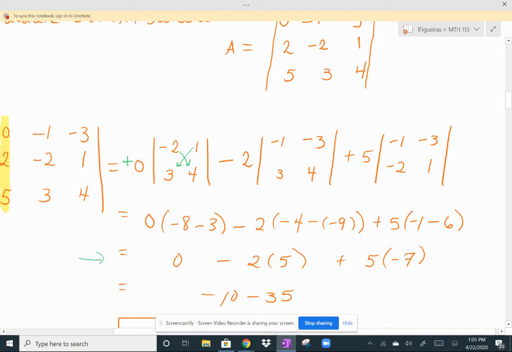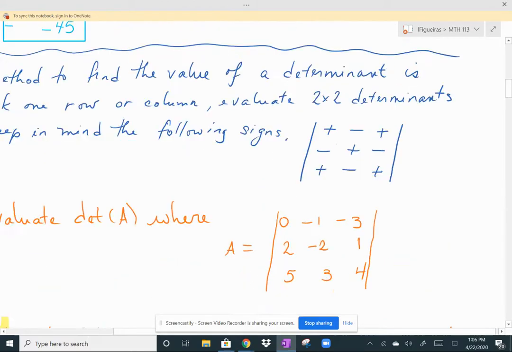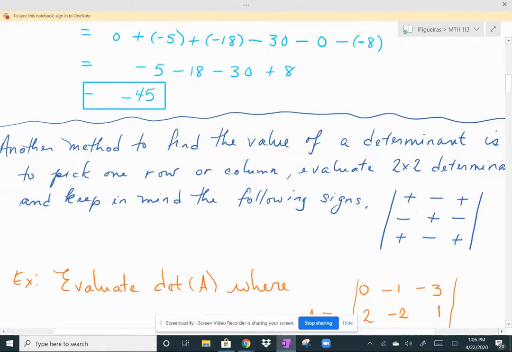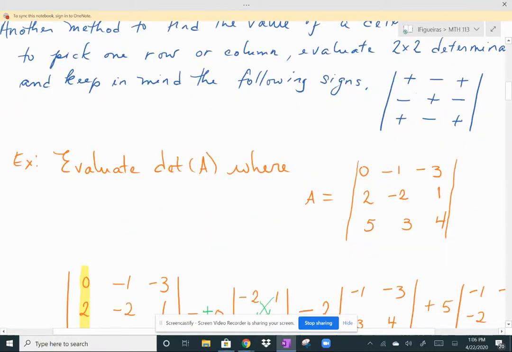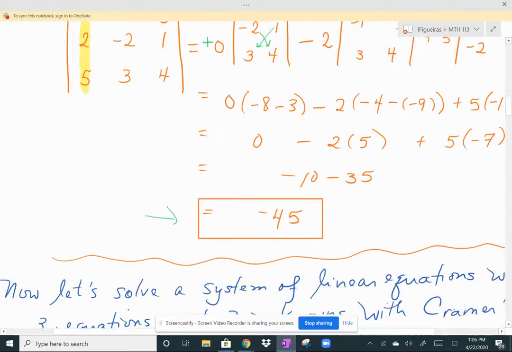So the first product is just 0, so I'm just writing 0. Then you have -2 times 5 plus 5 times -7. Well, that gives you -10 minus 35, which is -45. So we got the same answer that we did above with this method because it was the same matrix. The second example in blue and the third example in orange had the same 3 by 3 matrix. I just showed you two different ways to find the value.